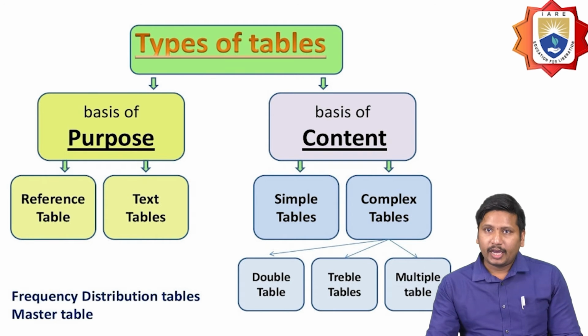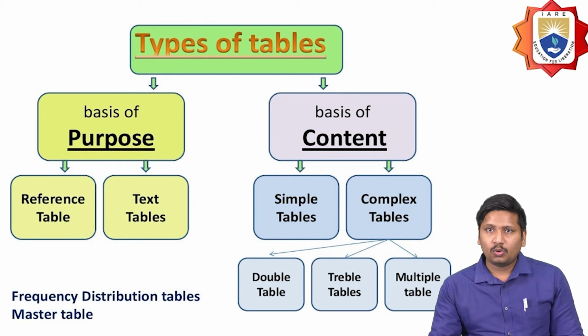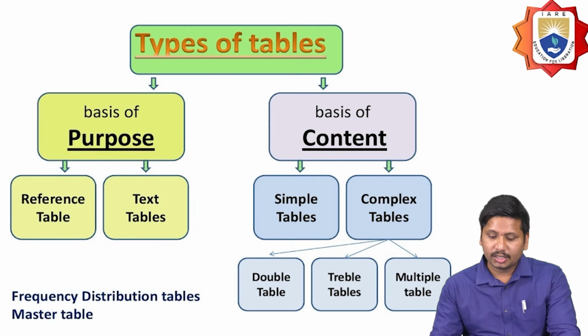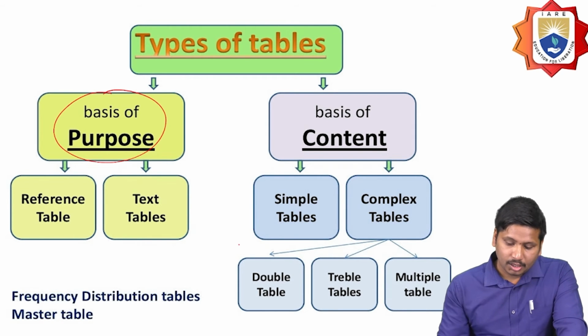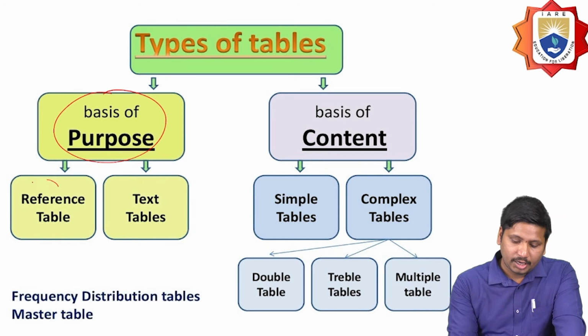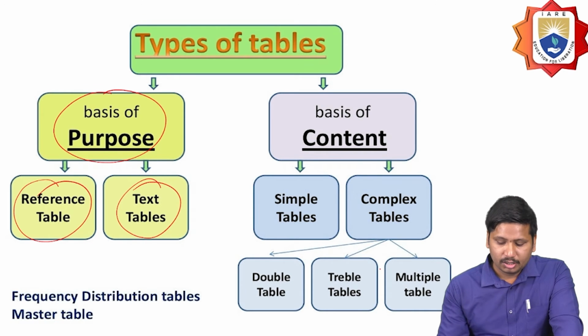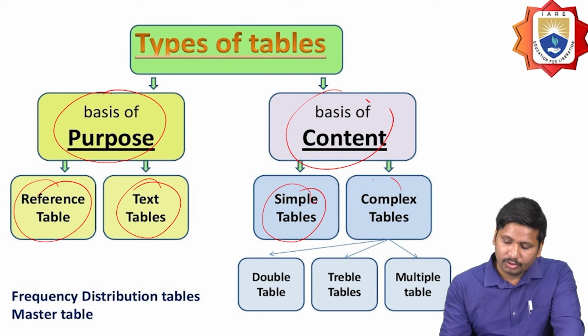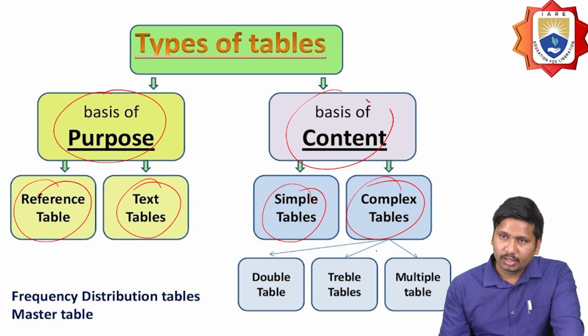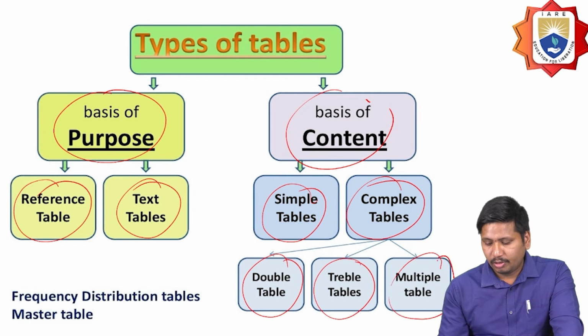Next one is what are the different types of tables. Normally the tables are classified into two types. The first one is that I can classify based on the purpose, or based on the content. If I consider it based on the purpose, the tables are classified into two types, reference tables and text tables. Similarly, if I classify the tables based on the content, there are simple tables and complex tables. And again, these complex tables are divided into double, treble, and multiple tables. Like this I can classify the tables into different types.